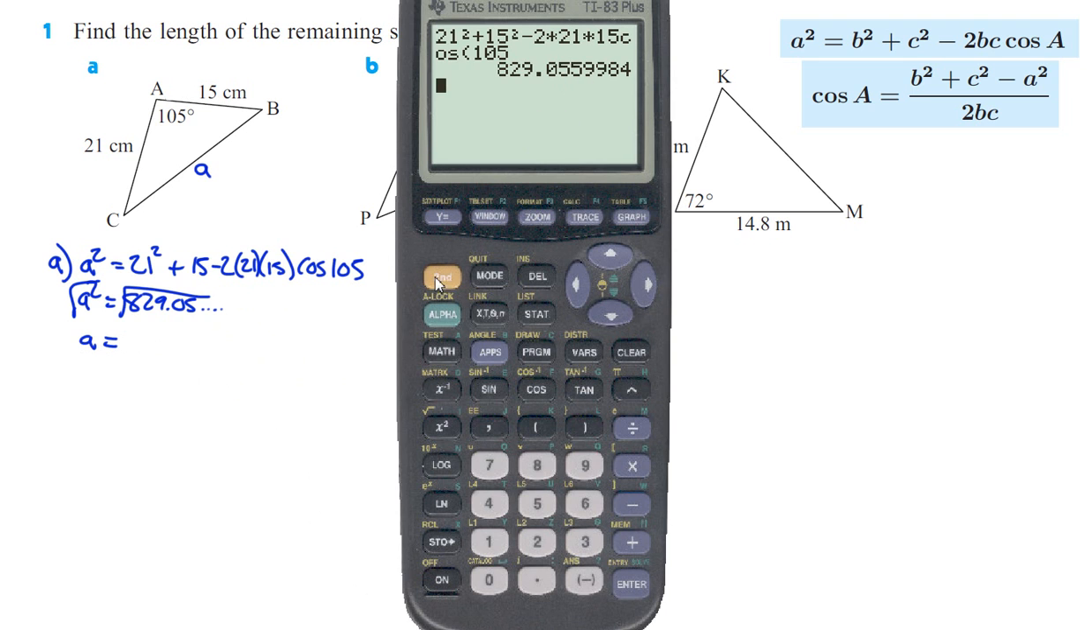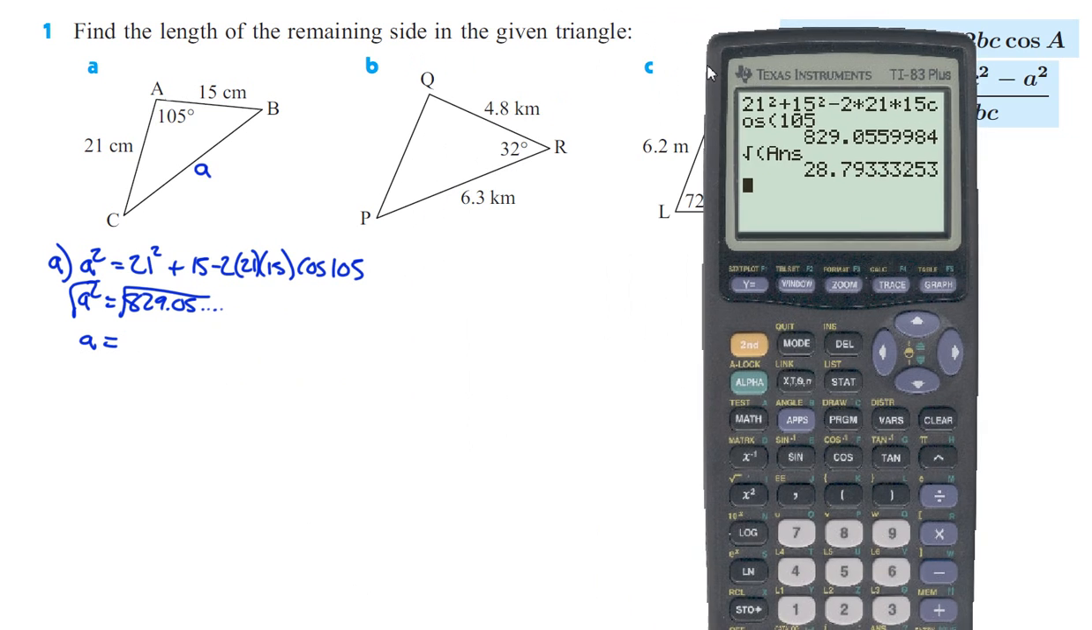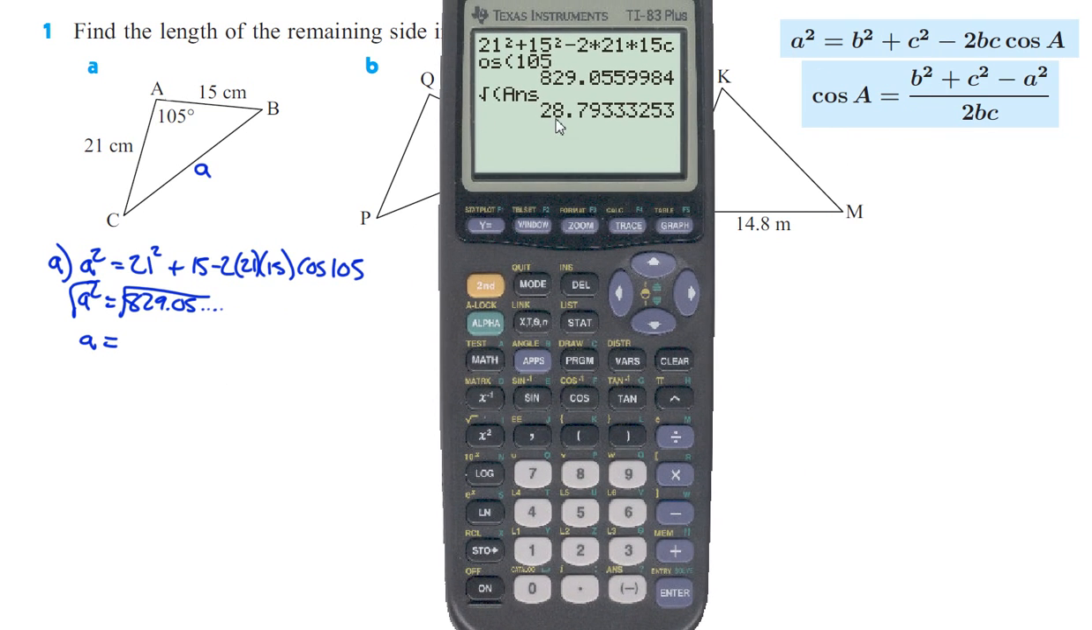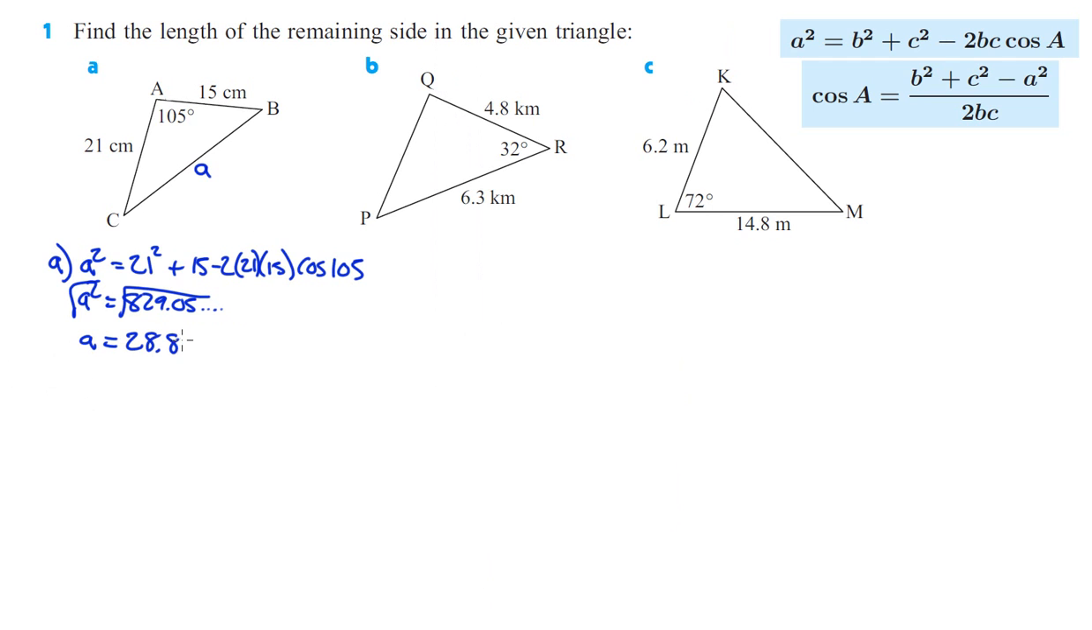And instead of clearing that out, let's just take the square root of our answer, and we get 28.79, and it doesn't say where to round it to, so I'm just going to go to the nearest tenth. So I'll go 28.8. So 28.8 centimeters is what side A is going to be. All right. Okay, moving on to B.